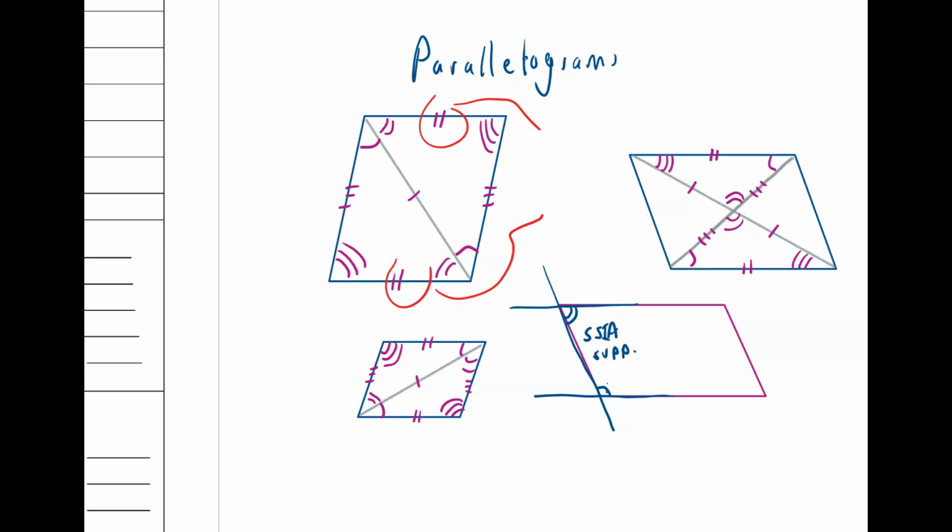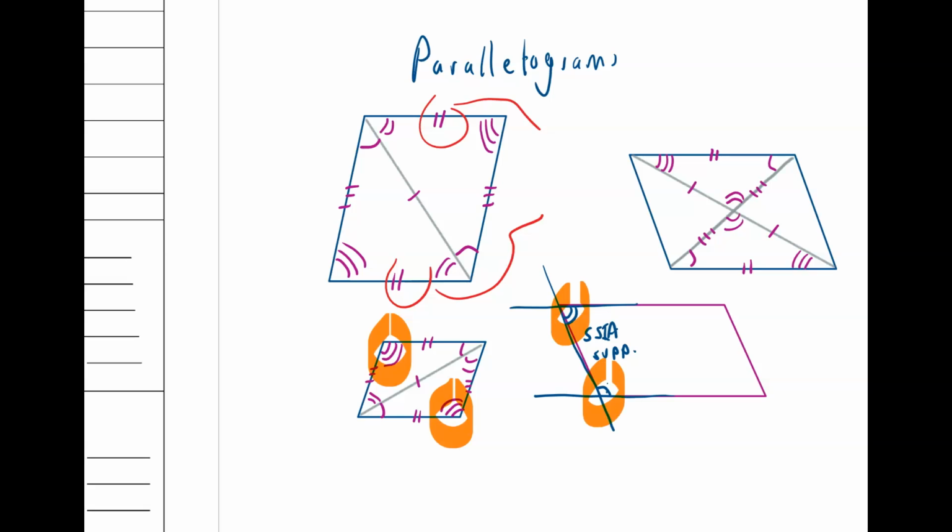Here we're not going to call them same side interior angles, we're going to call them consecutive angles because they're the ones that are right next to each other. So we know that any angles that are across from each other, like these two here and here, are going to be congruent. Any angles that are right next to each other, one after another, like here and here, are going to be supplementary.